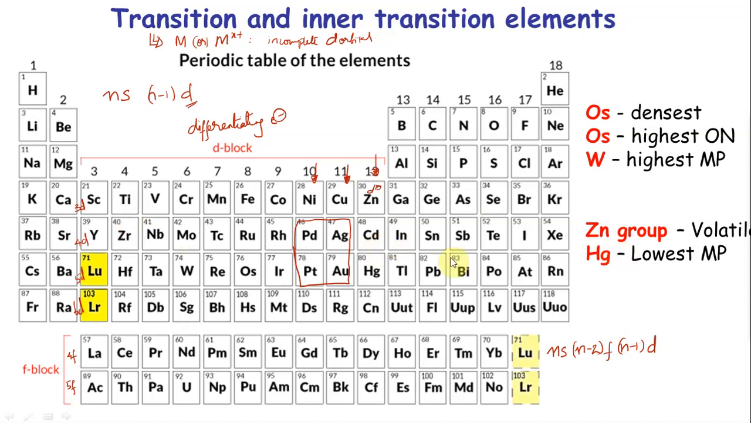Mercury, among all the metals that you have here, has the lowest melting point. Highest is tungsten, lowest is mercury. It has a melting point of about -33. So even if you keep it in your freezer, mercury is going to be a liquid, not a solid.